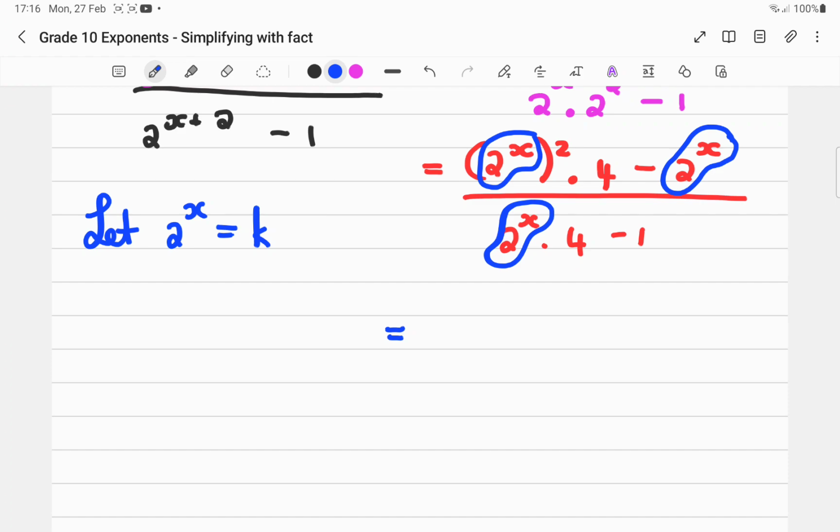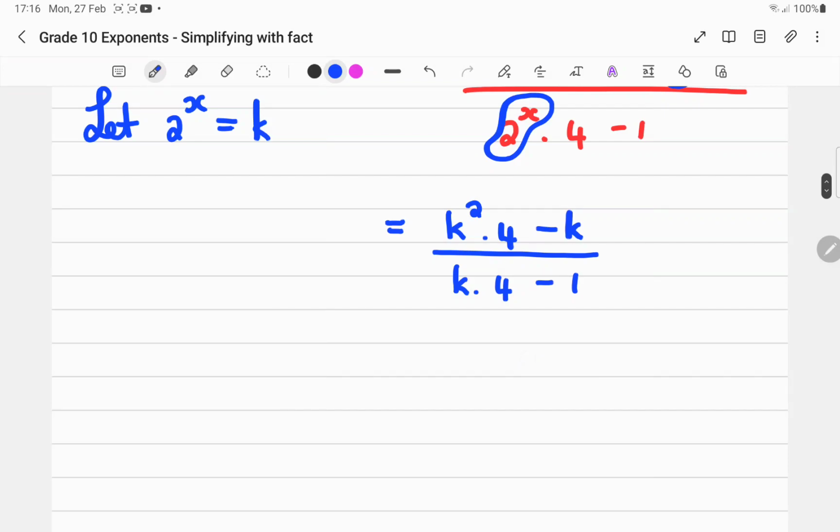Okay, and then at the end, whatever answer we get, we're going to replace the k, because we worked it out in terms of k, back to k is equal to 2 to the power x. Okay, so we've got k squared times 4 minus k over k times 4 minus 1. All right, so let me just rewrite it in terms of how we know it. 4k squared minus k over 4k minus 1.